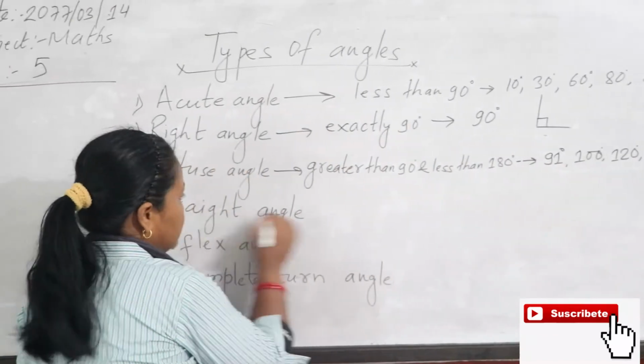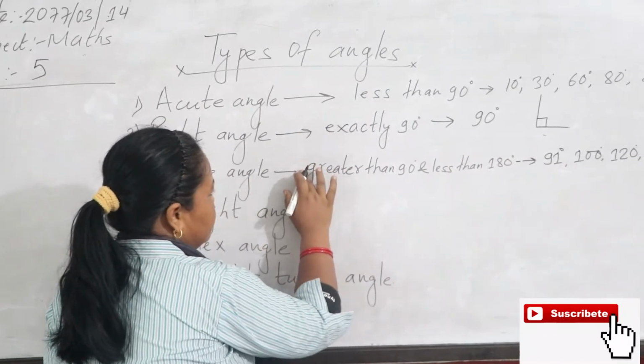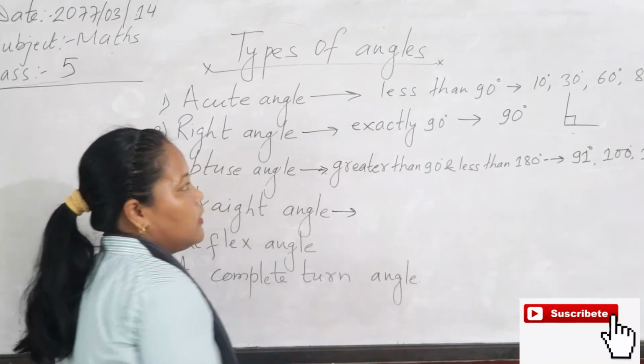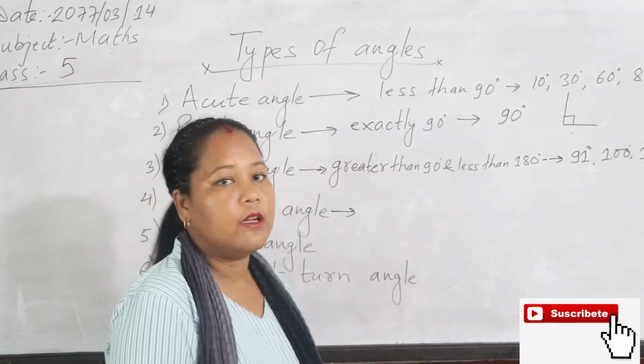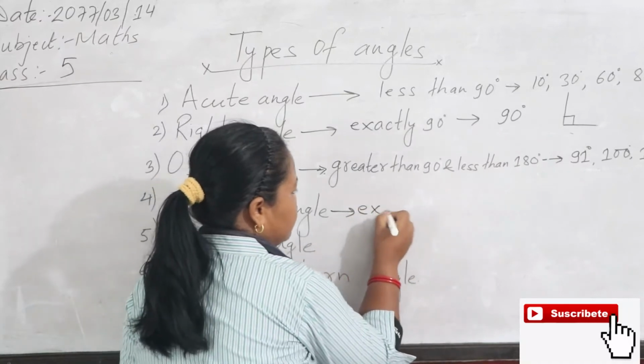And the next angle is straight angle. Straight angle means whose measurement is exactly 180 degree.